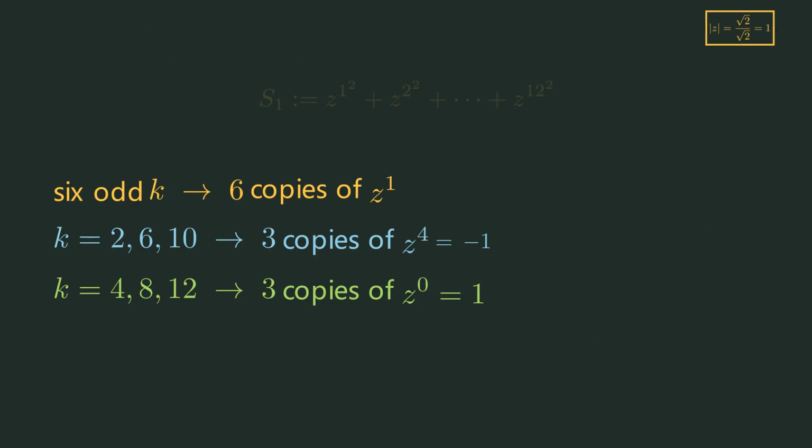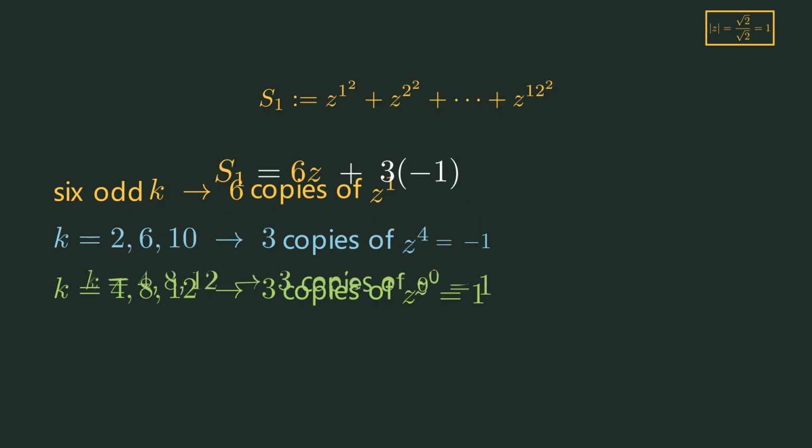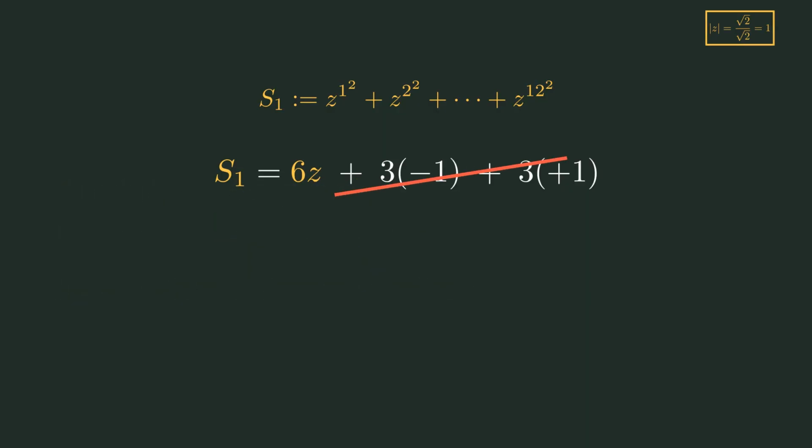Name the first factor S1. That's the whole first sum, all 12 powers of z. By our count, it is 6 copies of z, plus 3 minus 1s, plus 3 plus 1s. And the 3s annihilate each other. S1 is just 6z.